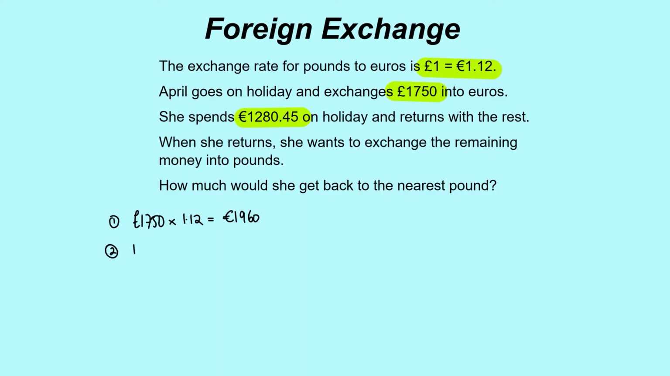So 1960 minus 1280.45 gives us, let's just do that calculation, €679.55. The next step says when she returns, so that's how much she's returning with. She wants to exchange that into pounds so she can spend it back home. So the next step is to convert that back into pounds.